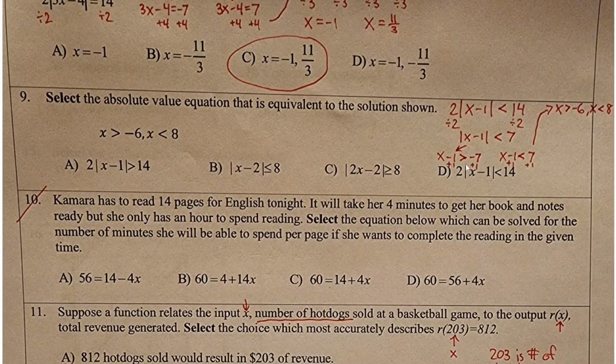And we add 1 to both sides. We end up with -7 plus 1 is -6. 7 plus 1 is 8. So those are the ones that I'm looking for. And yeah, those are in the correct order as well. Our left-hand inequality is greater than. Our right-hand inequality is less than.